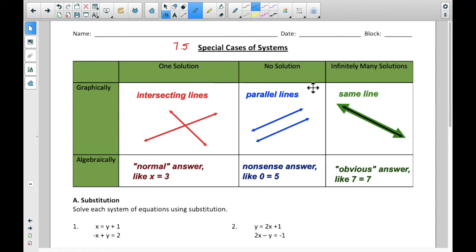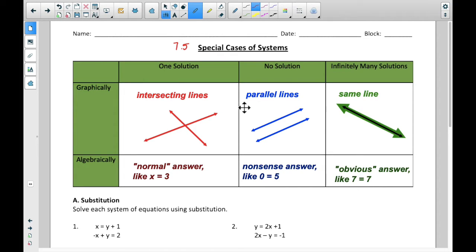Hi everybody, this lesson today is going to talk about special cases of systems of equations. So we've been talking about the substitution method and the elimination method, and we did graphing also. This is not going to be anything new as far as those methods go, but it's going to be certain cases that happen from time to time.